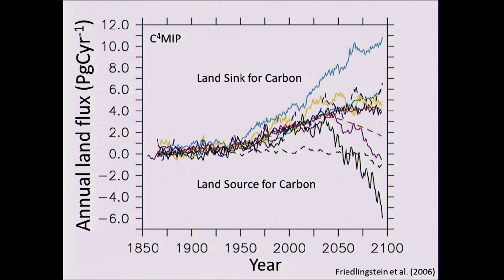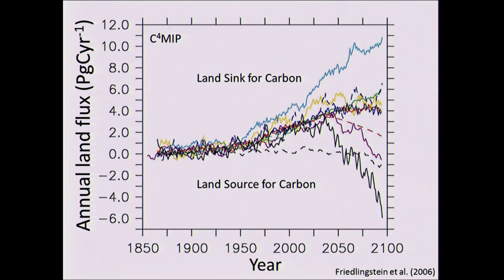And these lines, these are all Earth system models. These are the ones that the IPCC uses to tell us what's going to happen in the future. And what you can see here is that there's a large disagreement amongst these models about whether the land is going to be a source for carbon in 2100 or a sink for carbon in 2100. So there's a great degree of uncertainty.